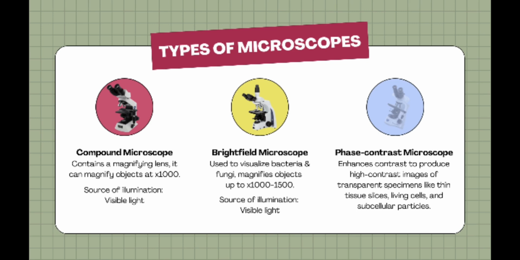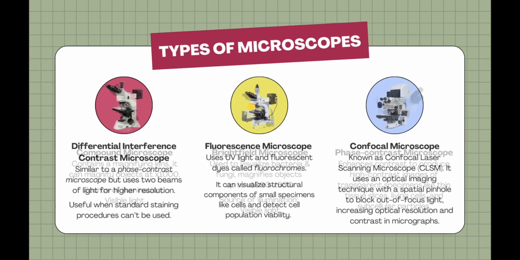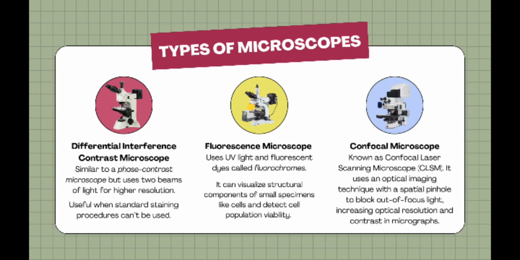Phase contrast microscope. It has a contrast-enhancing optical technique in order to produce high contrast images of specimens that are transparent, which include thin tissues, slices, living cells in culture, and subcellular particles. Differential interference contrast microscope. It's similar to the phase contrast microscope, except that it utilizes 2 beams of light and has a higher resolution. It is used for examining living specimens when normal biological processes might be inhibited by standard staining.